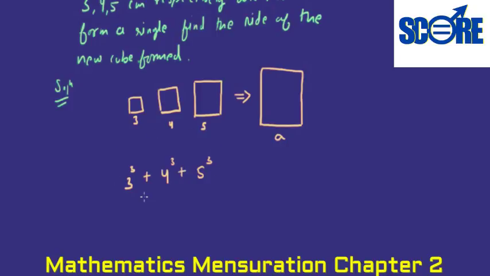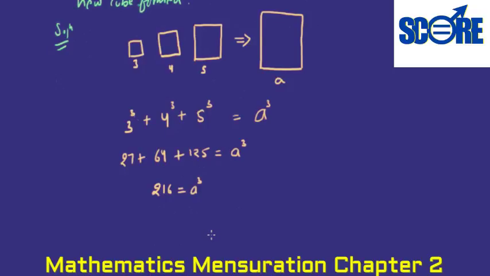Now the volume of all these three cubes is equal to the volume of this big cube, that is A cube. 3 cube, we know that it is 27. 4 cube, that is 64. 5 cube, that is 125. That should be equal to A cube. Now 27 plus 64 plus 125, what are we getting? 216. A cube is 216, and we know that the cube of 6 is 216. So the value of A is 6.